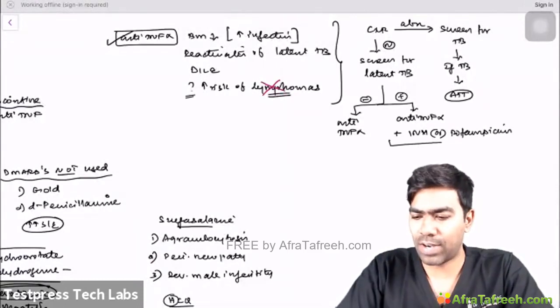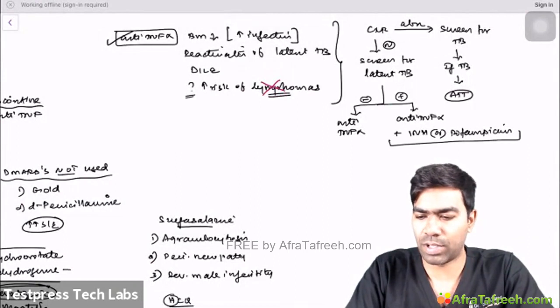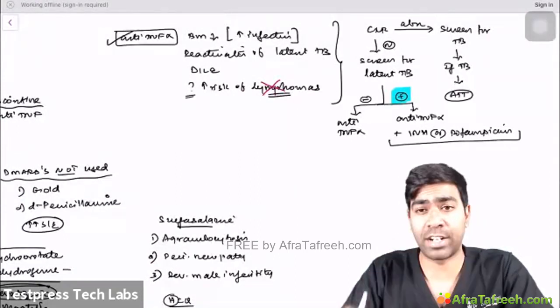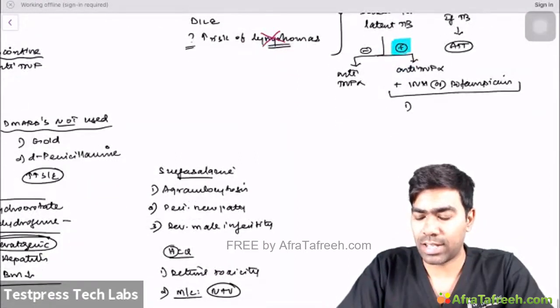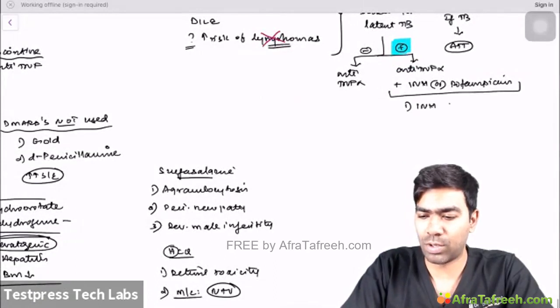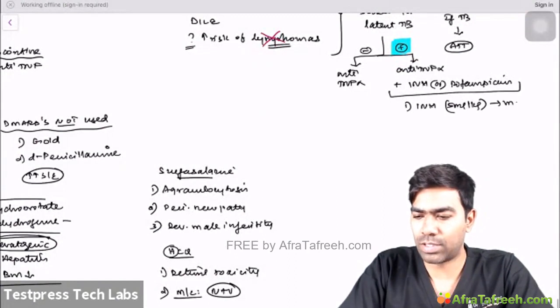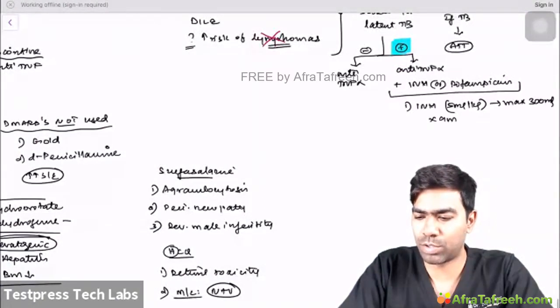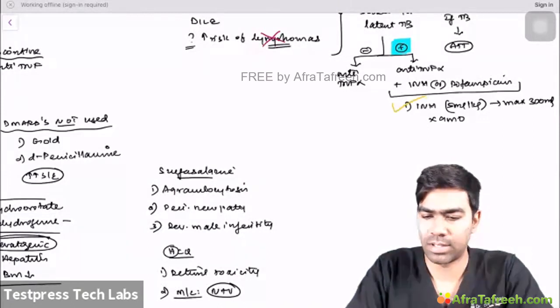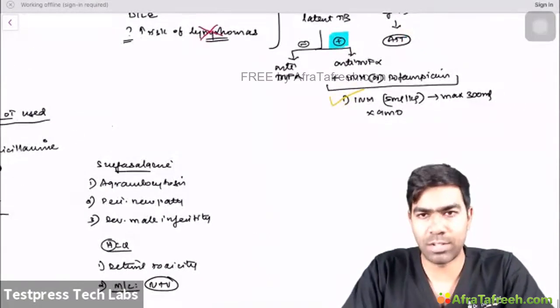So in the setting of latent TB, if you are suspecting a latent TB for that matter, what is the drug that you're going to use? First, you can use INH at a dose of 5 milligram per kilogram. Maximum dose is 300 milligram, and you can give it for 9 months. This is the most preferred regimen in Indian practice, and even WHO prefers this regimen only.